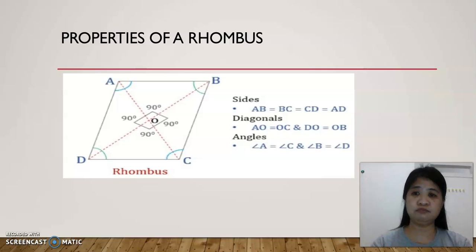Again, for rhombus, the opposite angles are equal. Then the two pairs of opposite sides are equal, and they are also parallel.